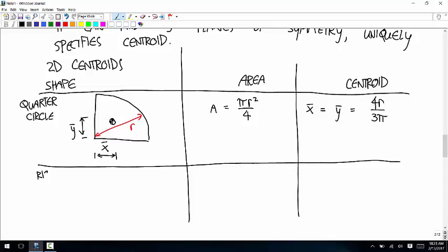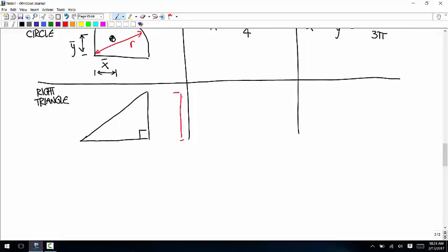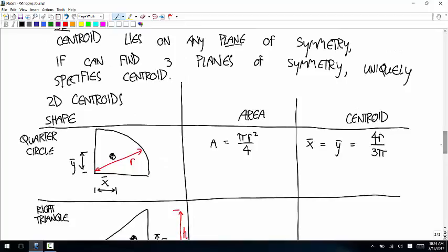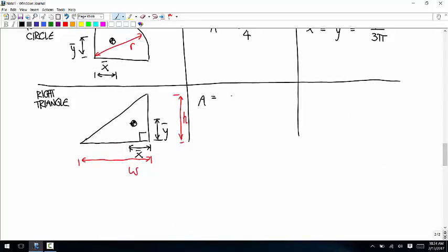And I guess the only other one that we're going to use in this class ever is a right triangle. So I'll call this distance h. And this distance w. And the centroid is there. So I'll call this x bar and this y bar. The area is base times height over 2. There's no base there. Actually, change that w to a b, like a normal person does.